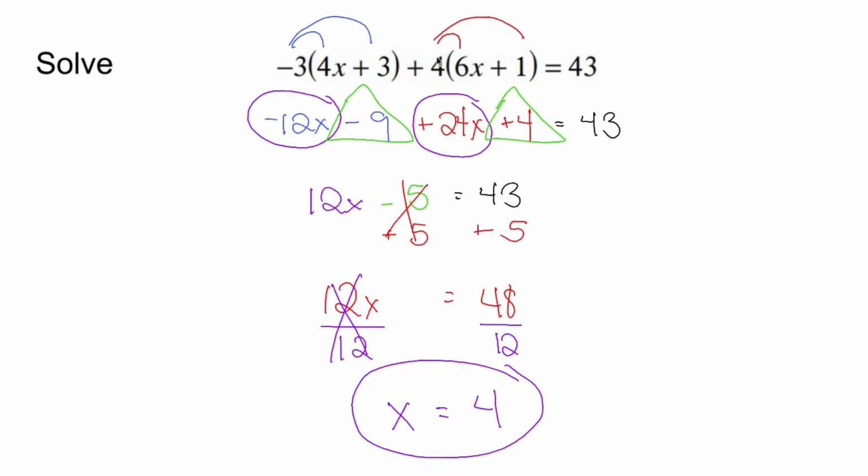So the key again with this problem is if you can do distributive property first, do distributive property first. In this case, combine like terms on the left side. It turns into a two-step. Not great, but not bad either.